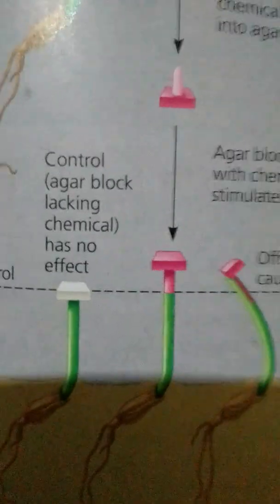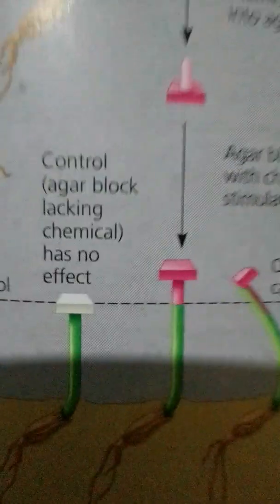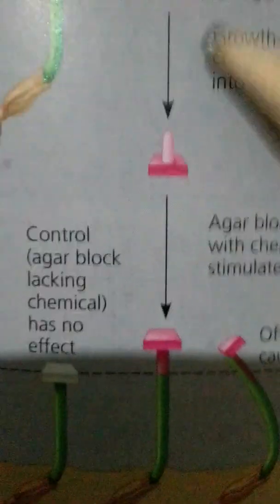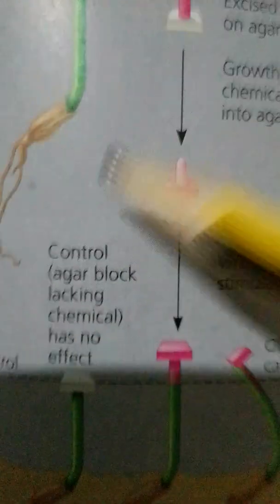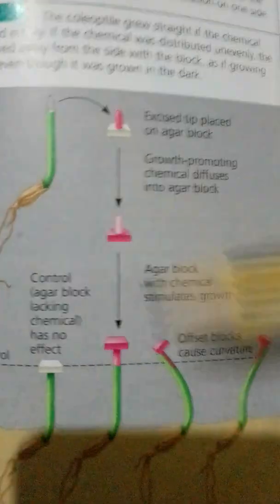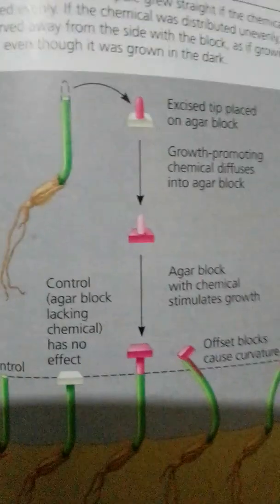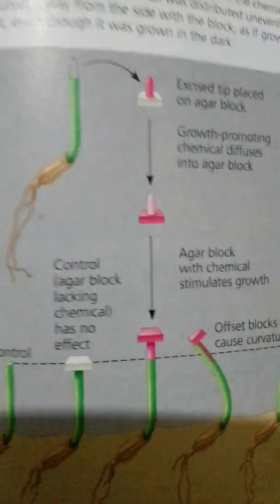Control agar block with chemical stimulates growth, and excised tip placed on agar block, growth promoting chemical diffuses into the agar block. Notice also the conclusion: it was concluded that a coleoptile curved toward light because its dark side had a higher concentration of the growth promoting chemical, which he named auxin.